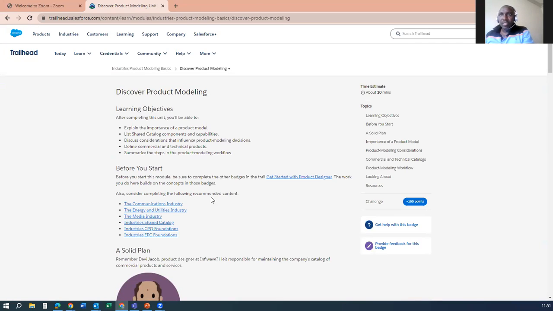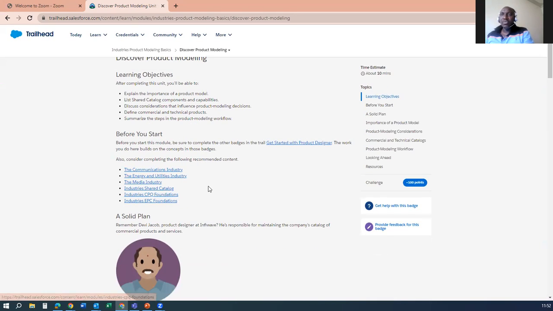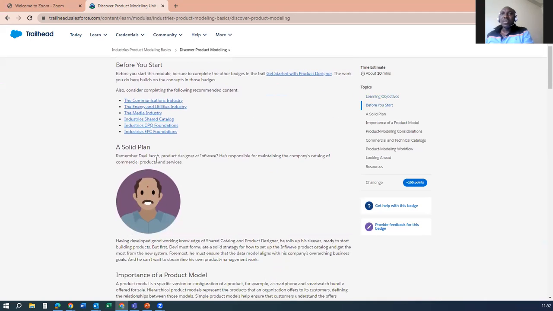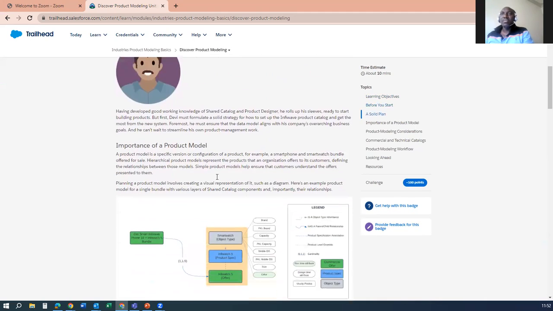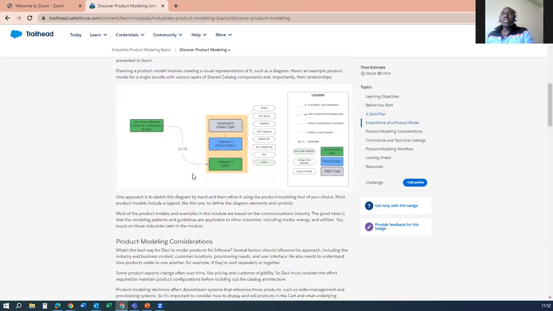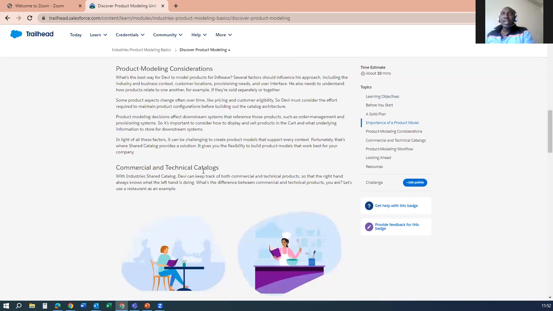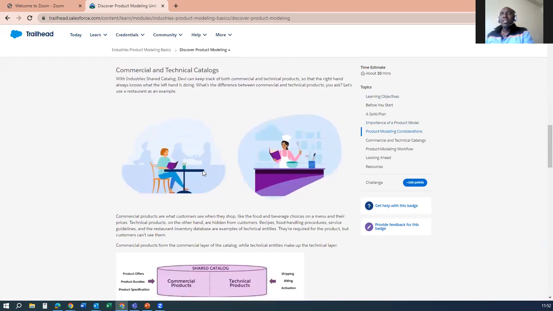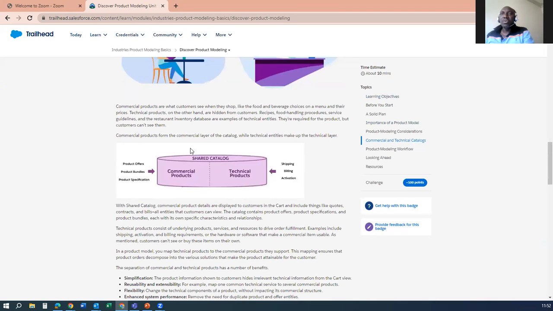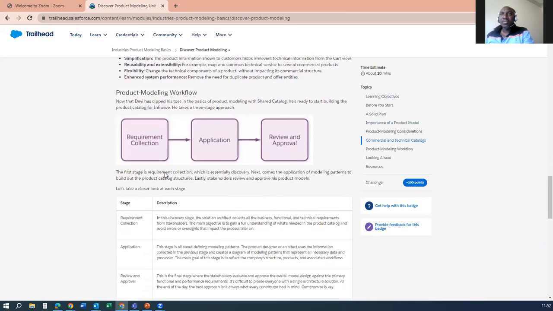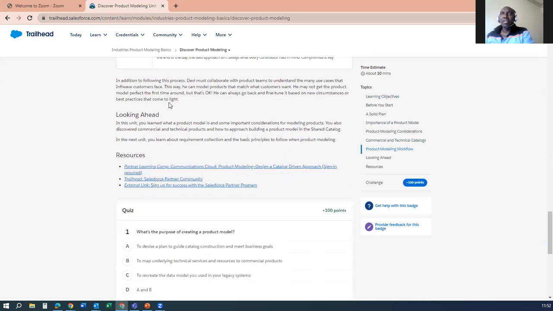Also consider completing the following recommended content. What they mean here is, for you to be able to learn Discover Product Modeling, you need to have learned all these. These are links that lead you to different modules. So we have a solid plan. You read through all this literature. I've already gone through this literature, but the best is you go through all of it. It tells you everything about Discover Product Modeling.